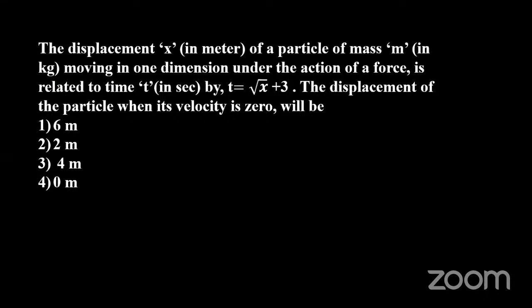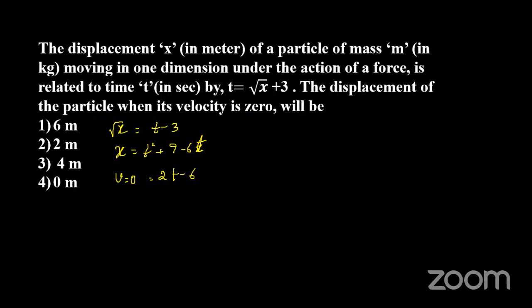The displacement of a particle moving in one dimension is related to time t as t equals root x plus 3. Find the displacement of the particle when its velocity is 0. To find velocity, I'll write the equation like this: t minus 3 squared, so x equals t square plus 9 minus 6t. Differentiating, since velocity must be 0, I get 2t minus 6. So velocity is 0 when time is 3.